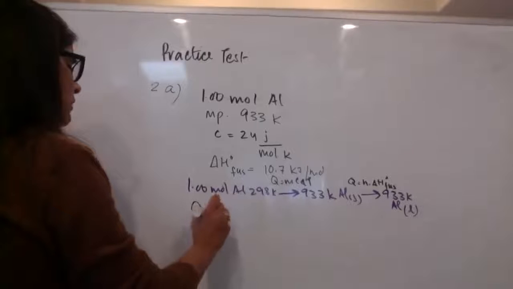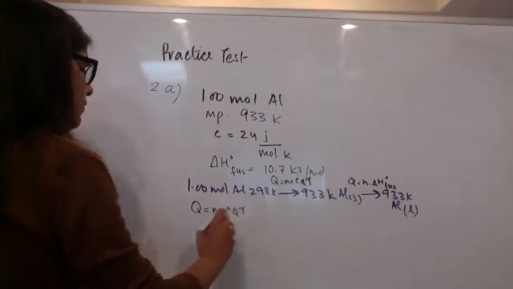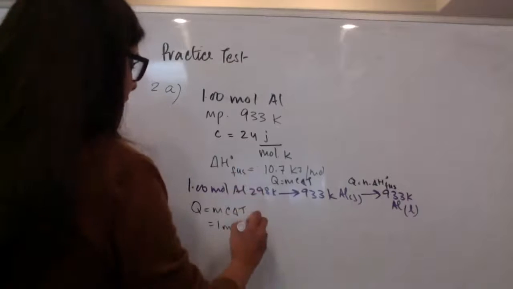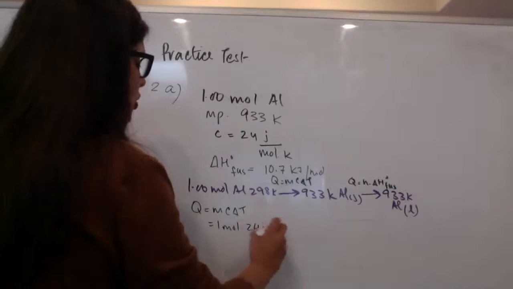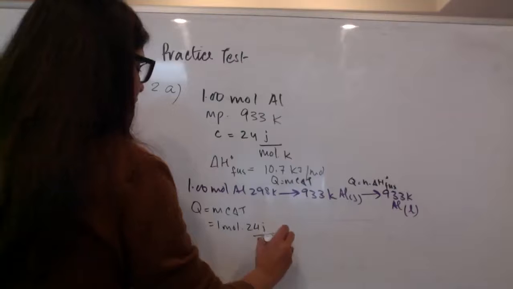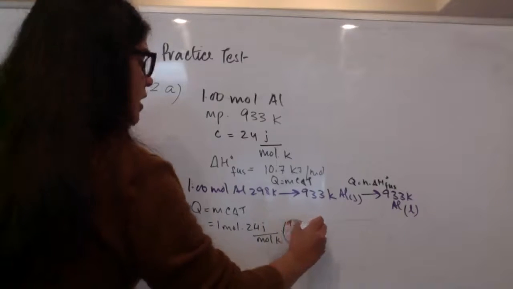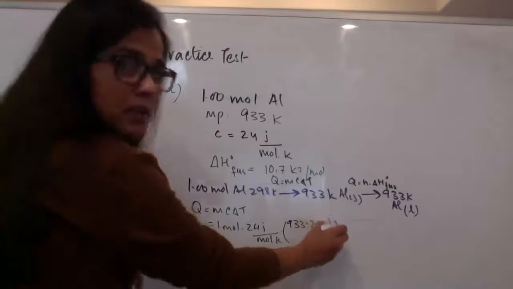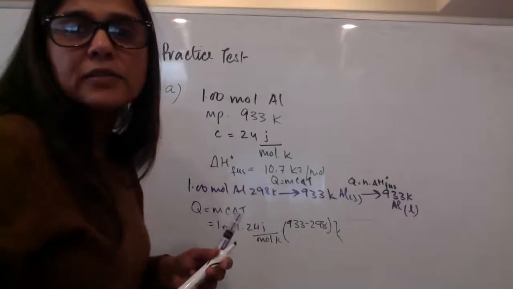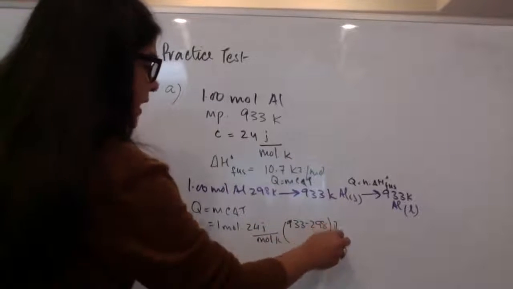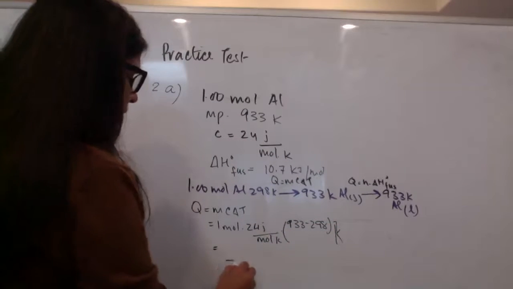Q equals MC delta T. We have 1 mole. Specific heat or molar heat is 24 joules per mole Kelvin, and we rose temperature to 933 from 298 Kelvin. And when you do it, you'll get some answer.